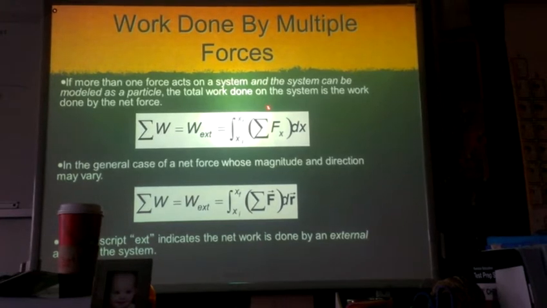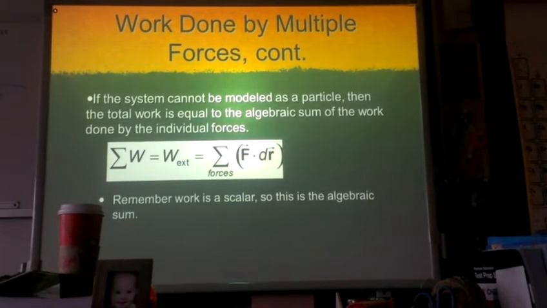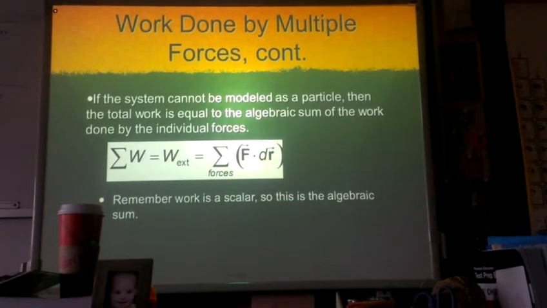Okay, and this is the exact same thing. The only difference between these two is that in this one I'm showing it's just x in the horizontal direction, and down here I'm just showing that it's overall displacement r. That equation is what I am going to model if I'm talking about a non-deformable system. I can model it as a particle. If I have a deformable system, then I can't model it as a particle.